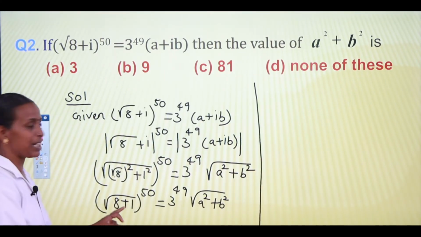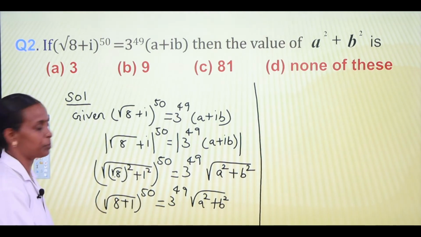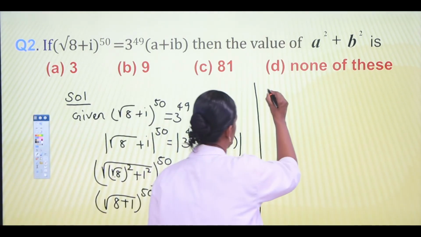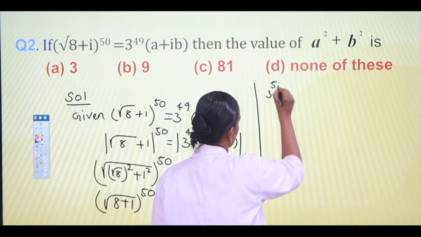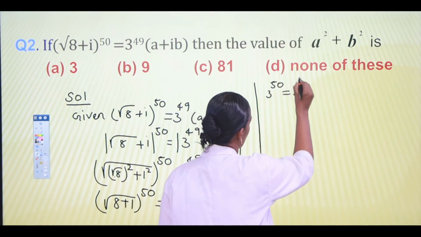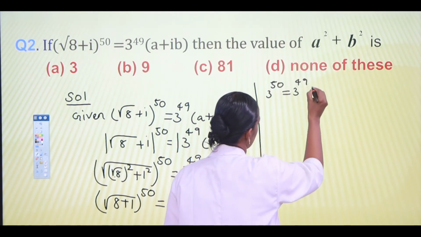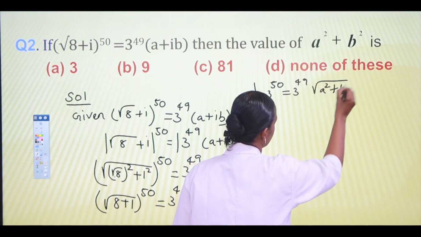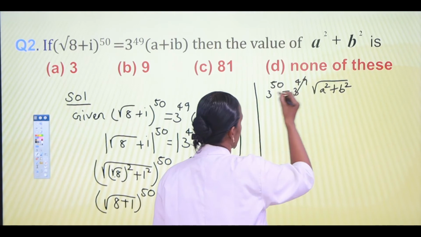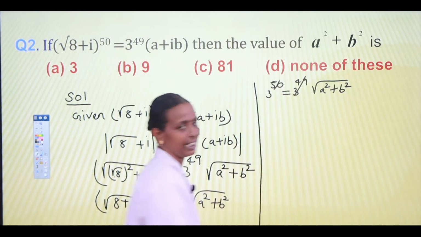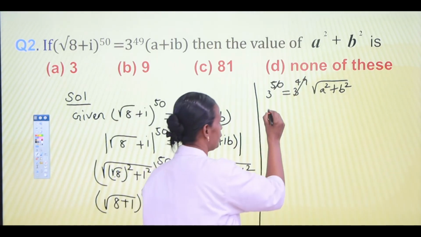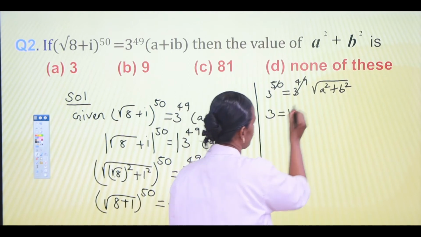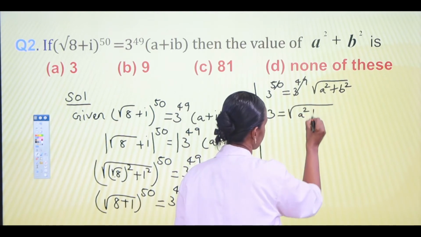So 8 plus 1 is 9, root 9 is nothing but 3. So 3 to the power of 50, which is equal to 3 to the power of 49 times root of a square plus b square. Here also 3 power 49 gets cancelled. Simply we have 3 equal to root of a square plus b square.